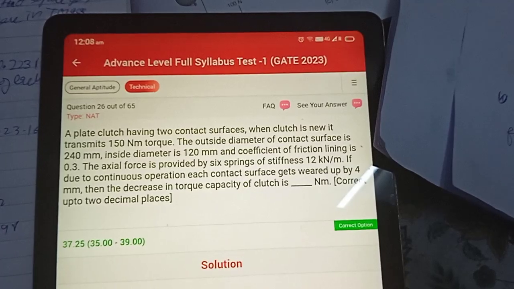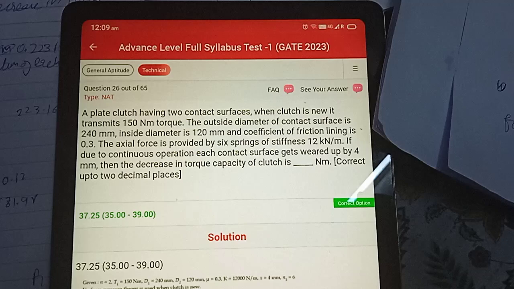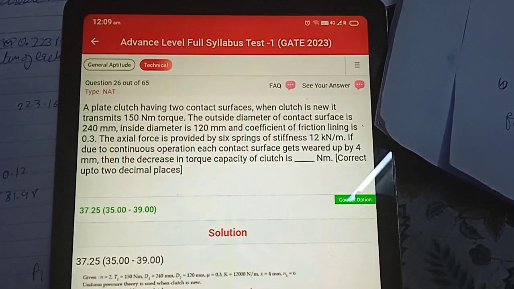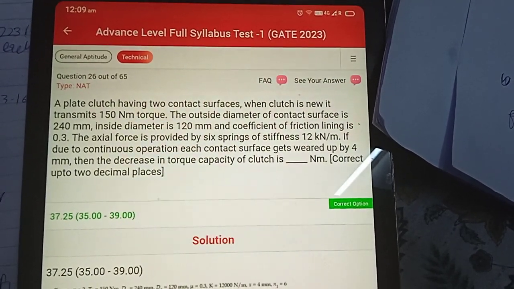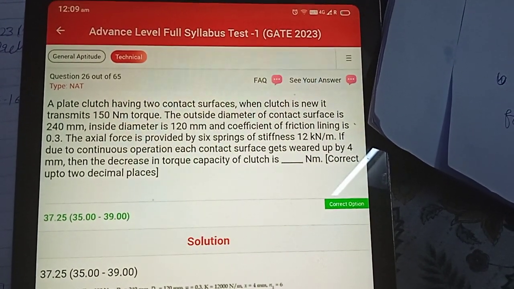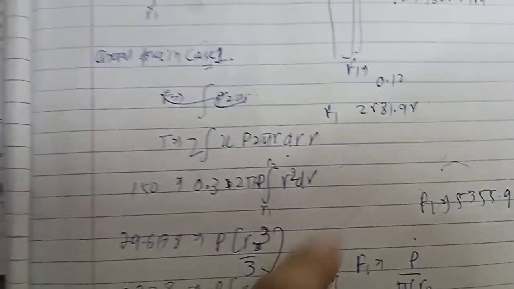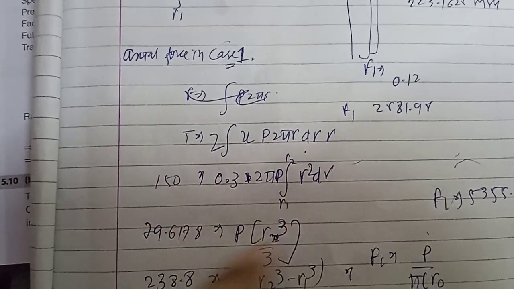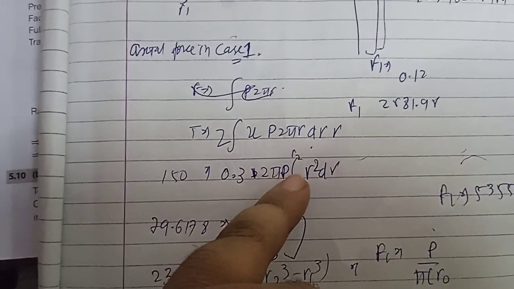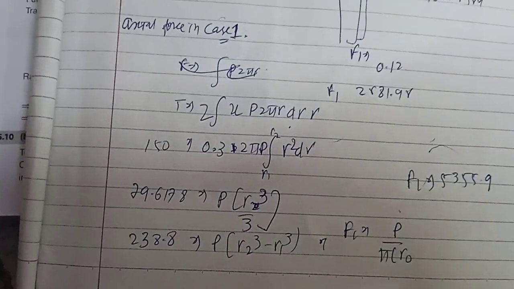what do we have to find first? We have to first find the value of axial force. Torque is given, and torque is equal to 2 times the formula of torque. The initial clutch is a new clutch, so the constant pressure theory will apply. So solving it like this, torque is equal to 2 times the formula: 150 is equal to 2 times into 0.3. Since P is constant, it comes outside, and we get the value of P is equal to something.